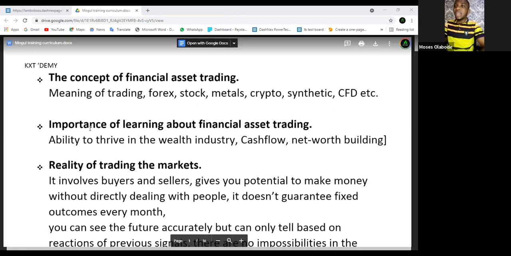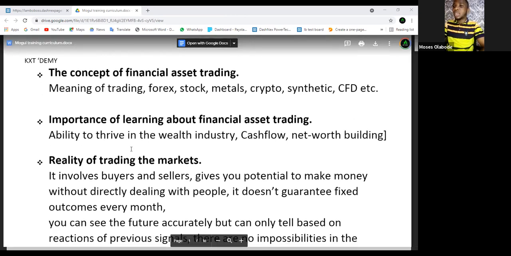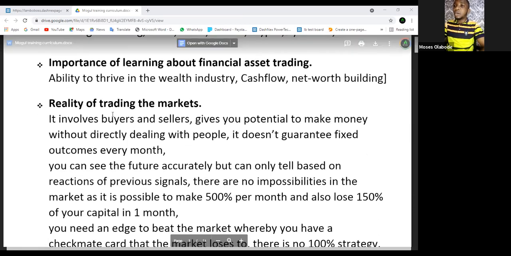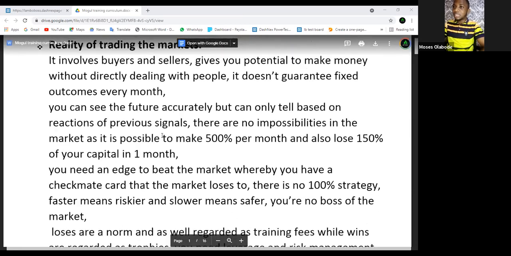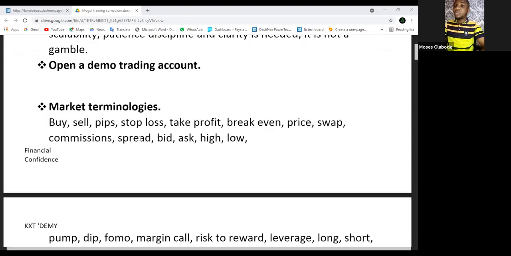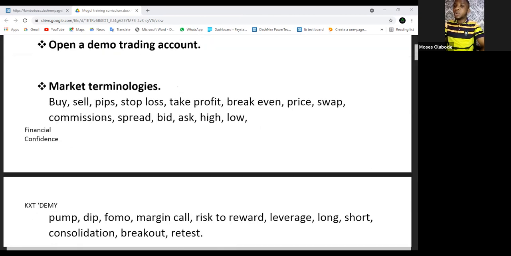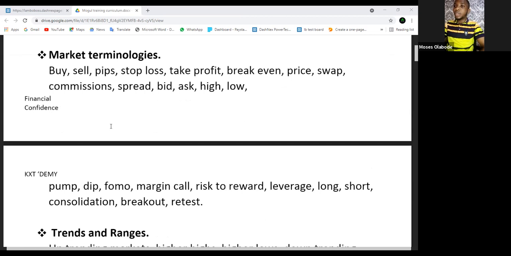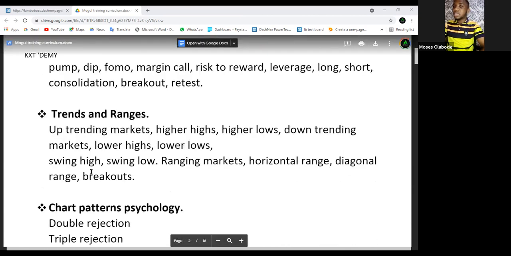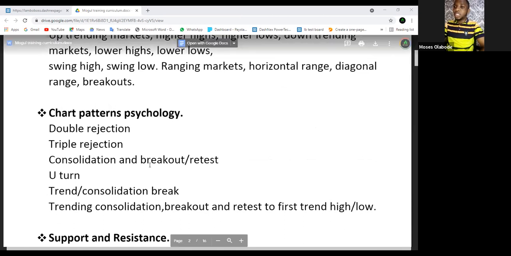So this is everything I would be teaching you: the concept of financial asset trading, the importance, okay? Then we move down to this place. These areas are still kind of the simple areas of this webinar. And then we move down to the market terminologies. Then from the market terminologies, we move forward to trends and ranges. This is where we see certain things. And then we move forward to chart pattern psychology.